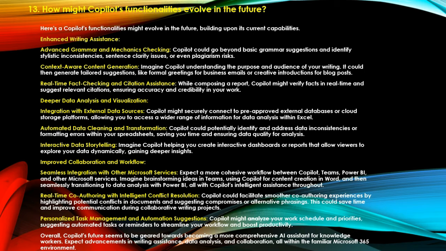How might Copilot's functionalities evolve in the future? Here is how Copilot's functionalities might evolve in the future, building upon its current capabilities. Enhanced writing assistance, advanced grammar and mechanics checking. Copilot could go beyond basic grammar suggestions and identify stylistic inconsistencies, sentence clarity issues, or even plagiarism risks. Context-aware content generation. Imagine Copilot understanding the purpose and audience of your writing. It could then generate tailored suggestions, like formal greetings for business emails or creative introductions for blog posts.